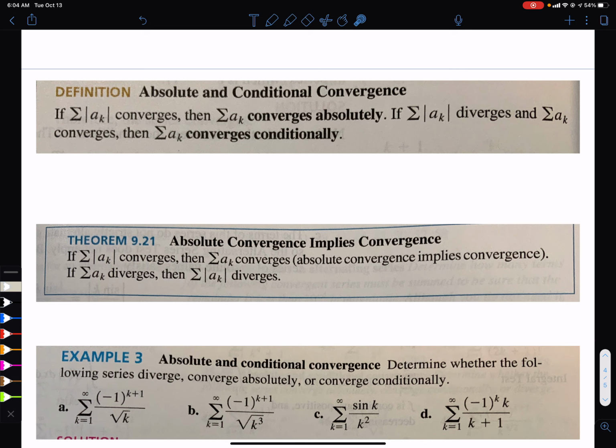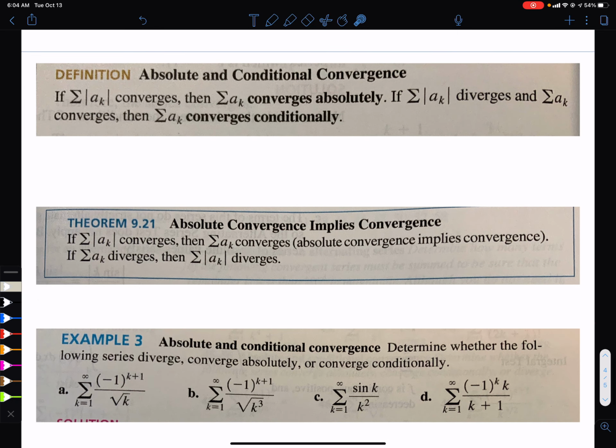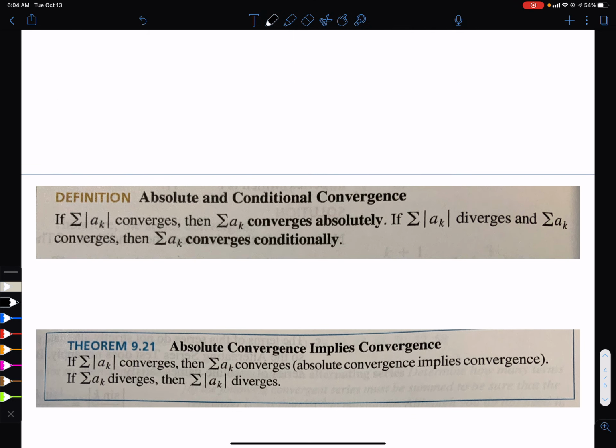They added that a couple years ago to the AP test, and they usually test on this. And it's very simple. If it's confusing to you, you need to process and think. Because what's more likely, if you have an alternating series, I'm just going to make one up.